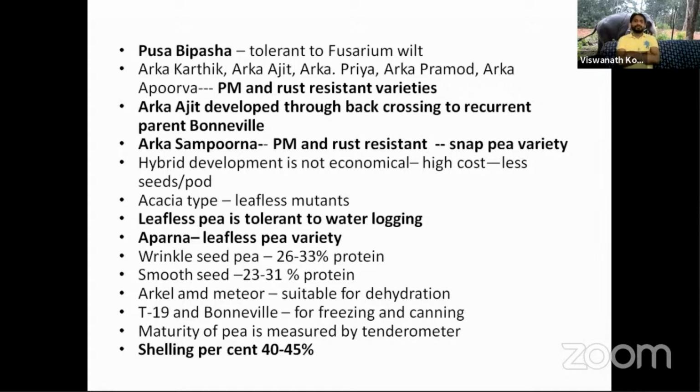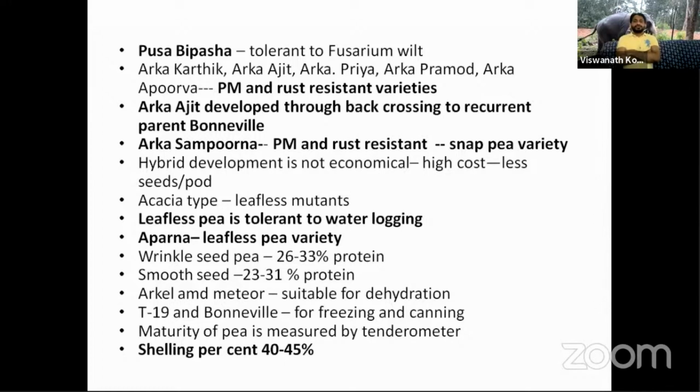That means Pisum macrocarpum, Arka Sampurna. Hybrid development in pea is not economical, it is high cost, because of the cleistogamy. That means the flower never opens, and with the small size of the flower, emasculation is very difficult, not cost effective, very laborious. So hybrid development is not at all economical in pea. Almost all the pea varieties are utilized.